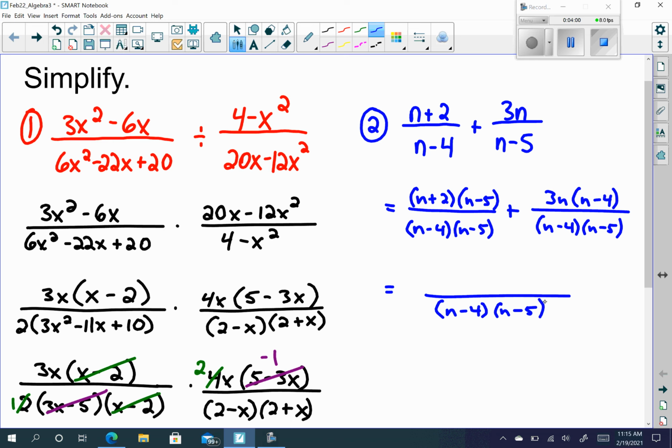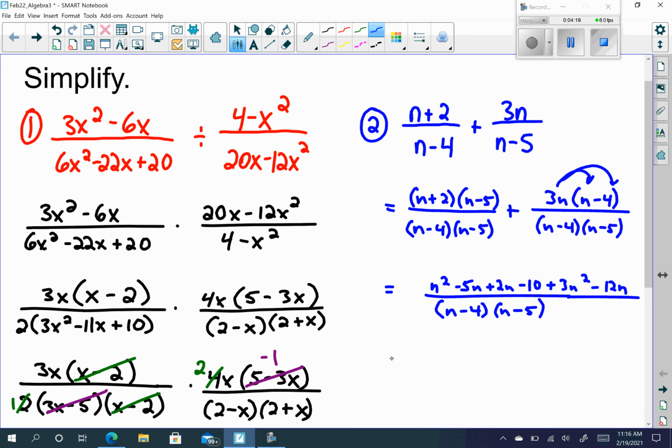This is an expression. So I'm going to distribute, multiply the n plus 2 times the n minus 5, so we're going to get an n squared. On the outside, I'll get a minus 5n. On the inside, I'll get a plus 2n. And then last, I'll get a minus 10. Then I'll distribute the 3n here, so we're going to get a plus 3n squared minus a 12n.